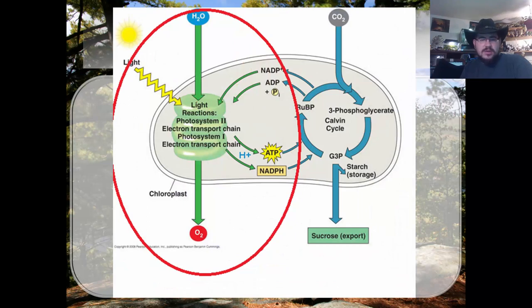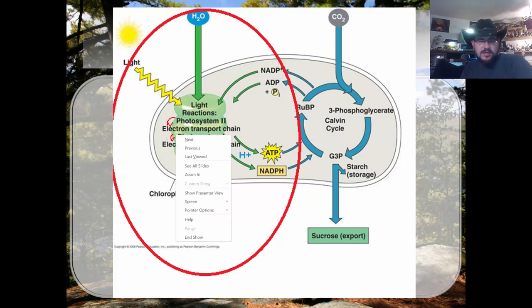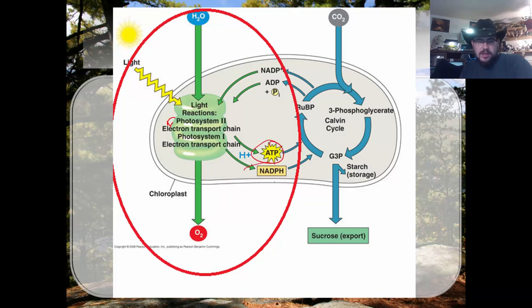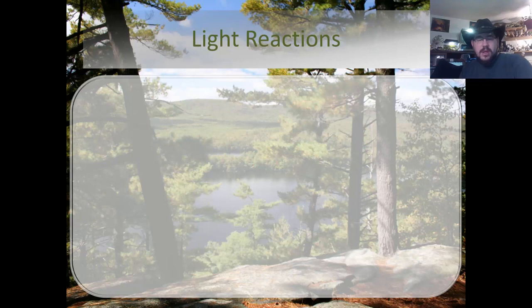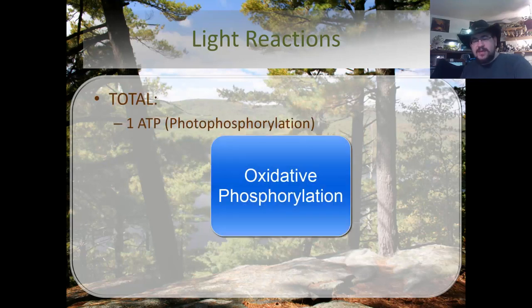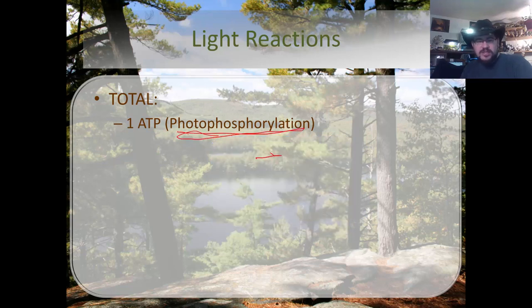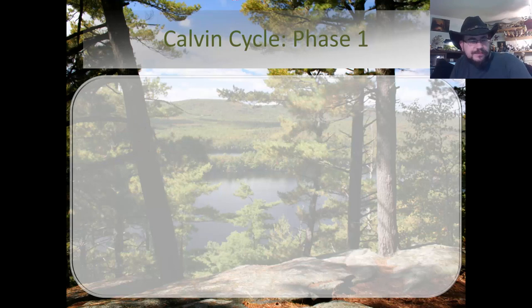So here's a good sort of light reaction thing in which we have Photosystem II, electron transport chain. Photosystem I, electron transport chain. And we get our ATP and NADPH. 1 ATP from what we call photophosphorylation. Remember, in cellular respiration, there was substrate level phosphorylation, and then there was the phosphorylation with ATP synthase. Now we have photophosphorylation.